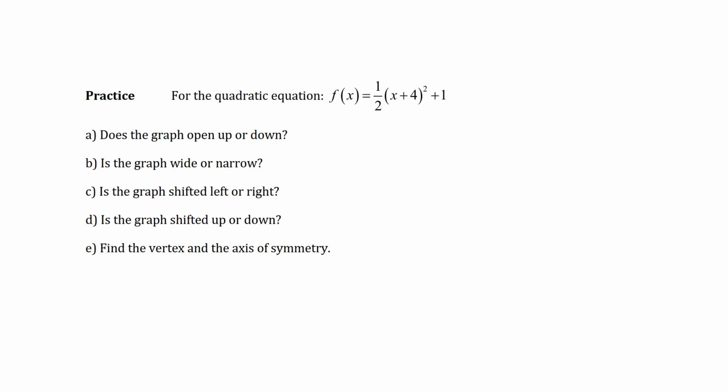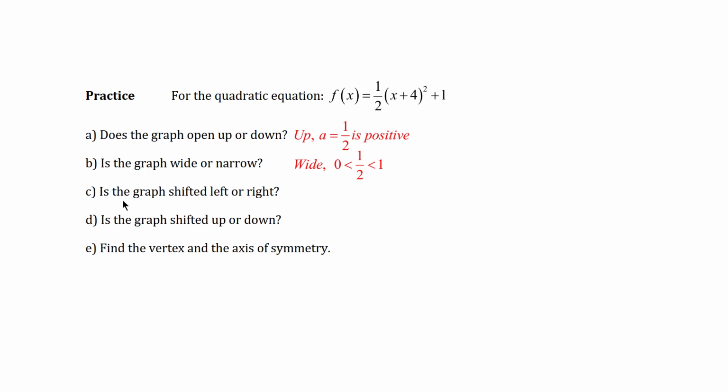Okay, so let's go over the solutions. For part A, does the graph open up or down? Since the value of a is equal to 1/2, this is positive, this indicates that the parabola is going to open upward. For part B, is the graph wide or narrow? Since our value of a is 1/2 and it's a value that's between 0 and 1, this indicates that our parabola is going to be wide.